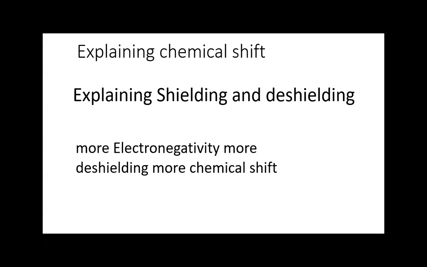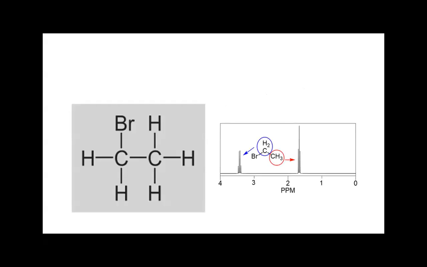This differs from atom to atom. For example, we have ethyl bromide, and we will try to explain why we get two peaks here. The question is why we are getting two peaks.